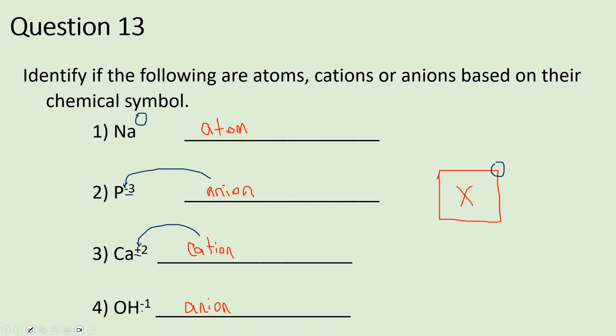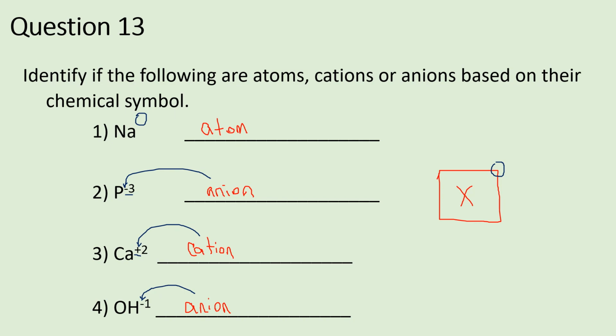And number 4, you may notice, well, it looks a little different. It's not really an element. And you're right, it's not. It's called a polyatomic ion. So you're not going to find capital O, capital H anywhere on the periodic table because it's not there. It's made up of 2 atoms, or 2 elements, oxygen and hydrogen, so it's a little bit different. But again, it doesn't matter. The only thing I'm interested in is that negative sign, and that negative sign tells me this is an anion.